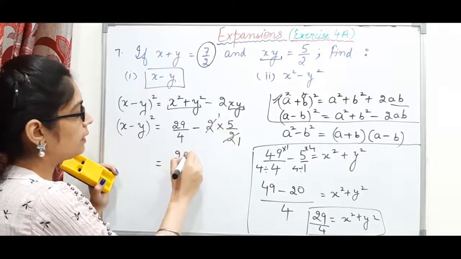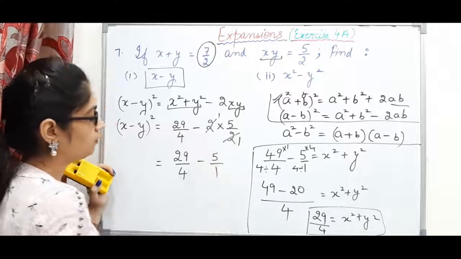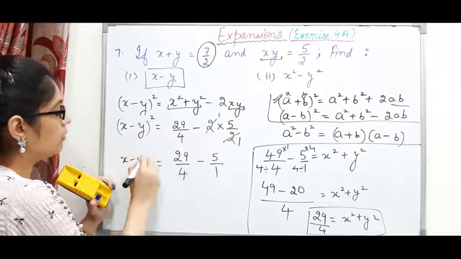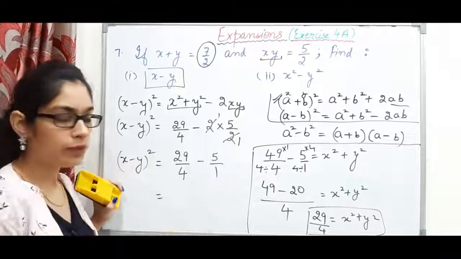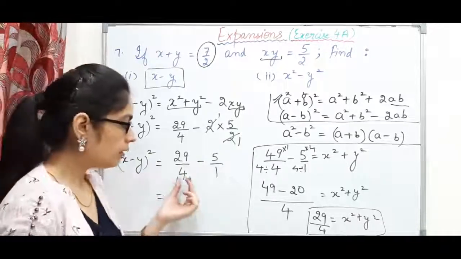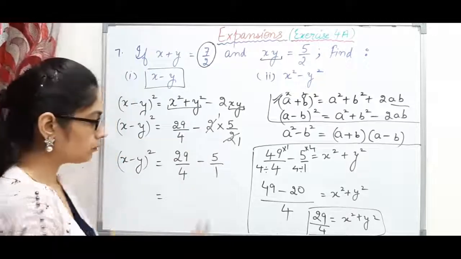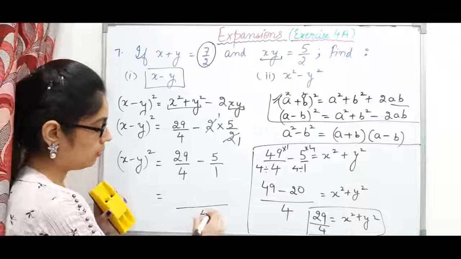So 29 by 4 minus 5 by 1. (x minus y) whole square, here I will write as it is. Now here again we have to take LCM, because for subtraction of fractions we have to do this where our denominators are not the same. So LCM of 4 and 1 is 4.